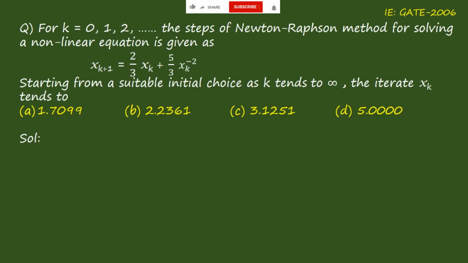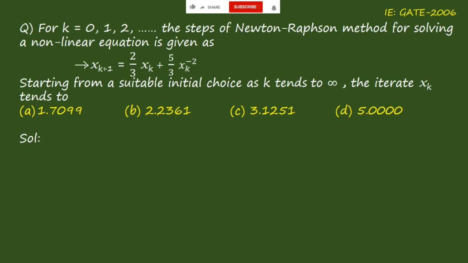The steps of Newton-Raphson method for solving a nonlinear equation are given as x of k plus 1 is equal to 2 by 3 x of k plus 5 by 3 x of k power minus 2. Starting with a suitable initial value, as k tends to infinity, the iterate x of k tends to what? Instead of giving a function, they directly substitute the value and give it.